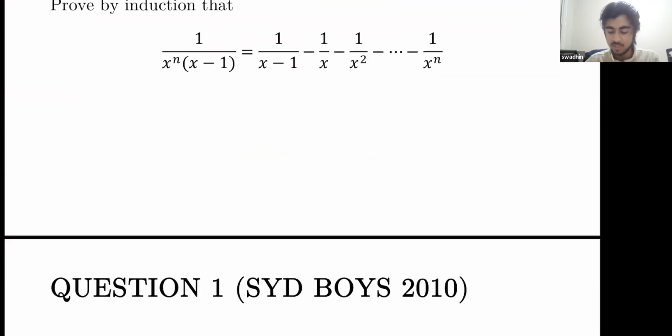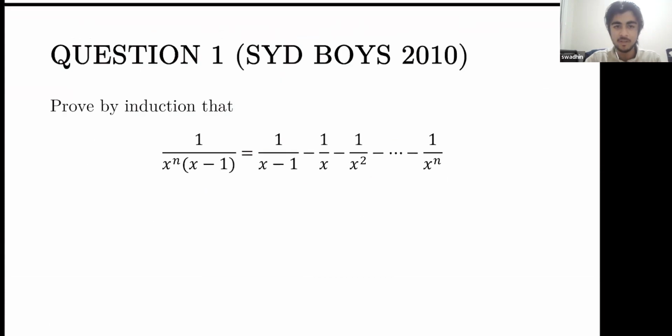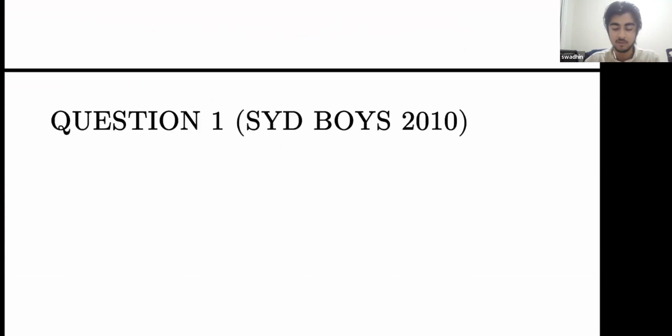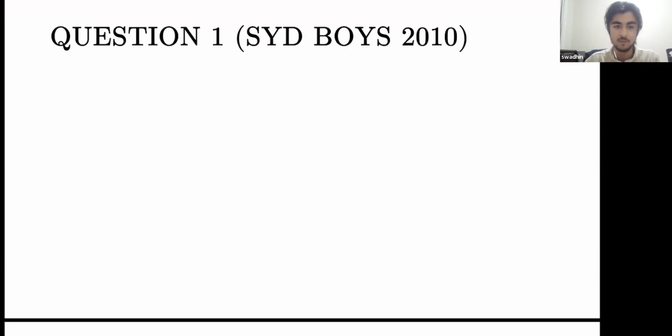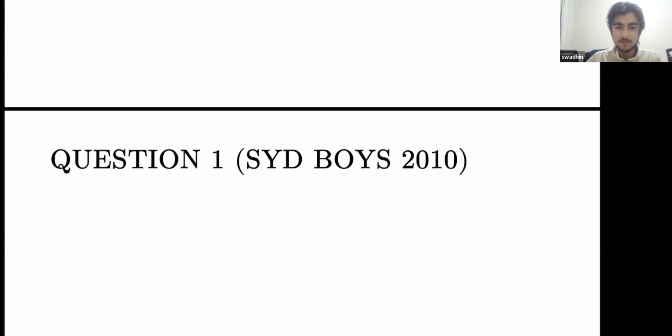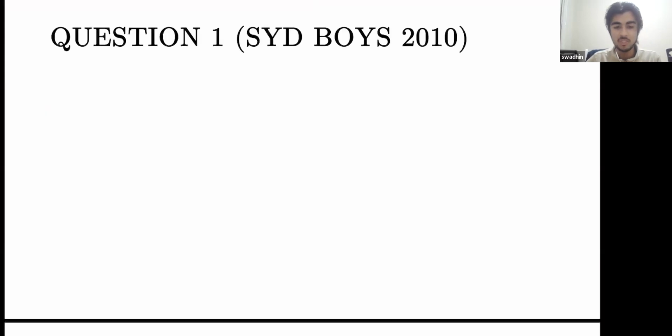All right, so this question is from Sydney Boys 2010, and automatically we're already slapped with a hard mathematical induction question. And that's because in prelims, they'll rarely ever ask you easy mathematical induction questions, especially if you go to Macfields. So let's do this step by step. We want to prove by induction that whatever's on the left-hand side is equal to whatever's on the right-hand side. So first step, check for n is equal to 1.